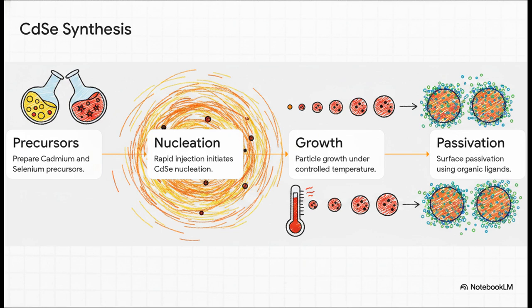Bam! That instantly triggers nucleation, where the cadmium and selenium ions react to form tiny CdSe nuclei. Then in Step 3, these little particles grow as more atoms deposit onto the nuclei under strictly controlled temperatures. Finally, Step 4 is surface passivation, which we use to lock them in and stabilize them.